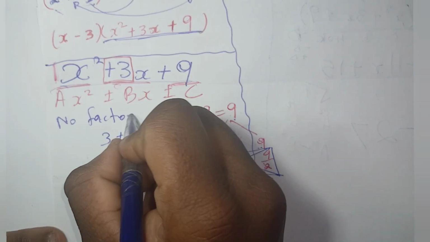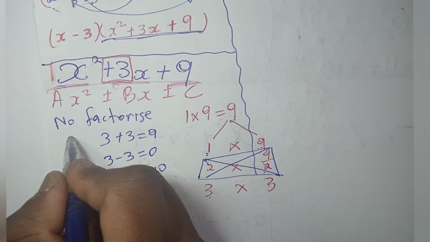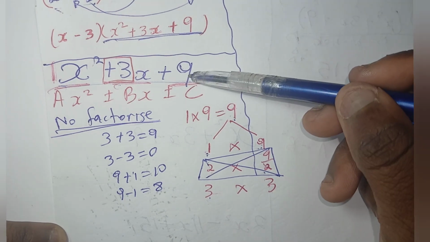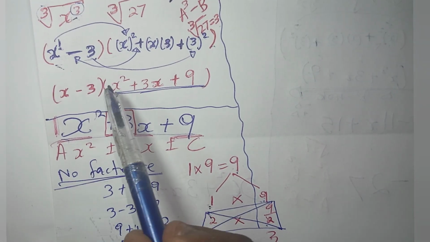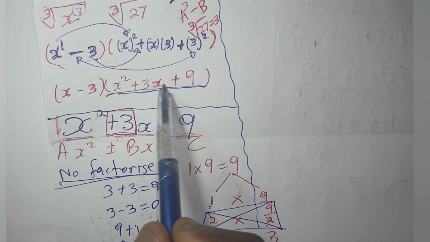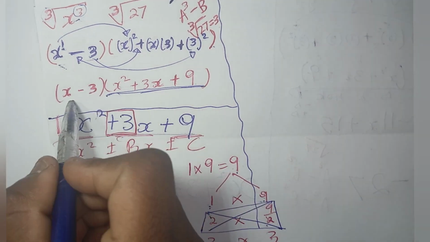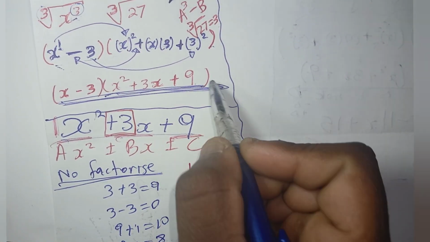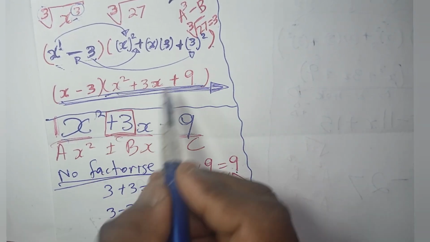Factors. Guys, I'm not sure about the spelling. Yeah. So here it got no factors, this thing. In other words, this one, the difference or sum of cubes, here you can tell that this one is the final answer there. Because this thing, you cannot factorize it there.